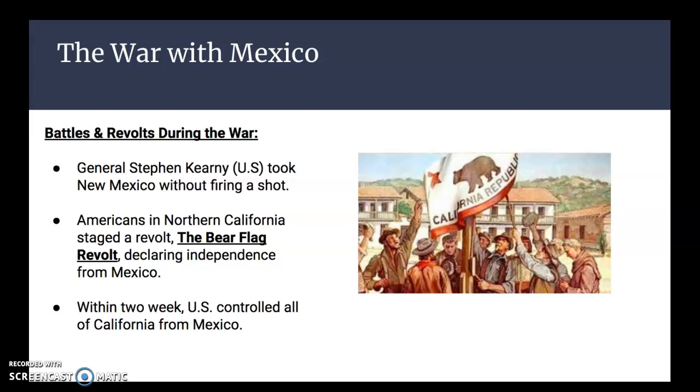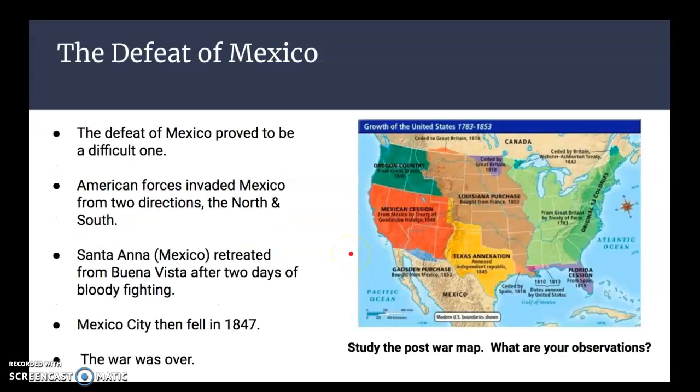So there were some battles and revolts during the war. General Stephen Kearny took New Mexico territory without firing a shot. And then he went out to California. Americans in Northern California staged a revolt called the Bear Flag Revolt, declaring independence from Mexico. And within 2 weeks, the U.S. controlled all of California from Mexico. So you see that's still the state flag of California now with that cool grizzly bear on it.